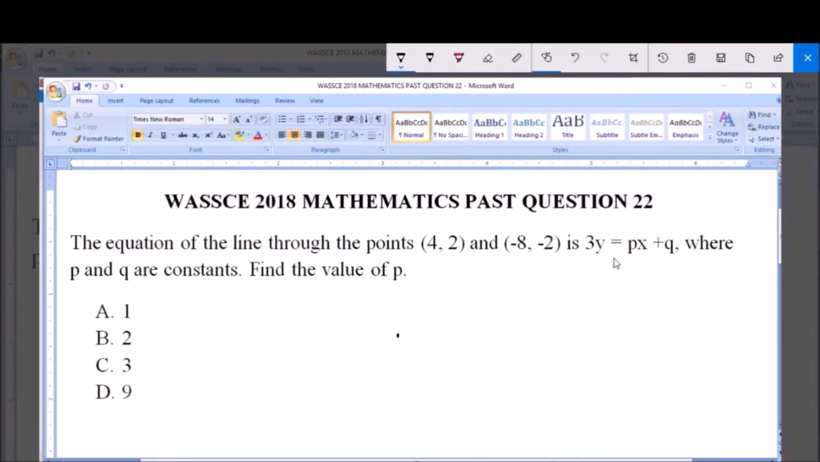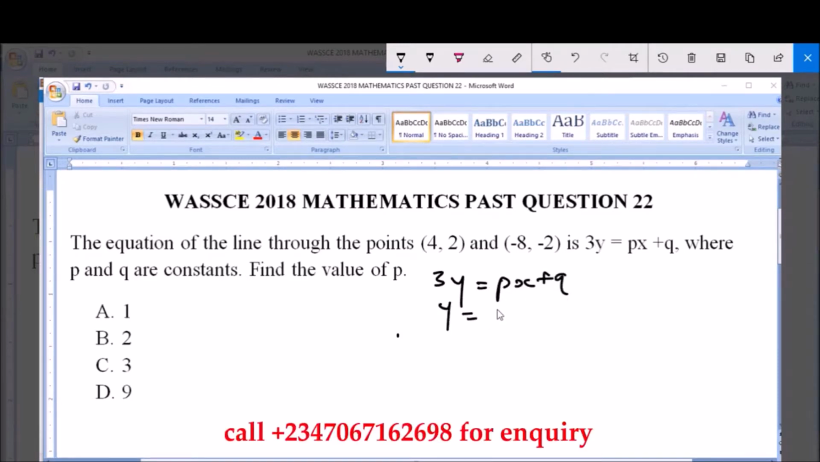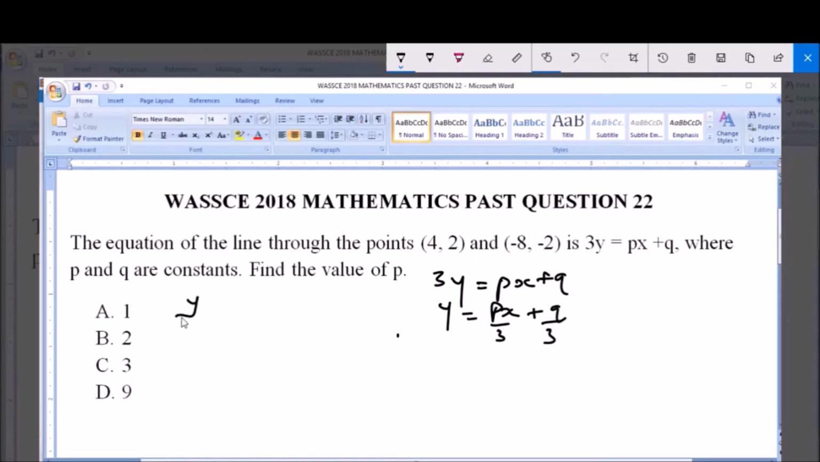So we're given the equation of this line to be 3y is equal to px plus q. Therefore, y is equal to px all over 3 plus q all over 3. Now this is the equation of this line. Remember, the equation of a line is given as y is equal to mx plus c. Now this m here represents the gradient. That means on the equation of the line given to us, m is equal to p all over 3. Now this c here represents the intercept, so c is equal to q all over 3. But now we are asked to find p.